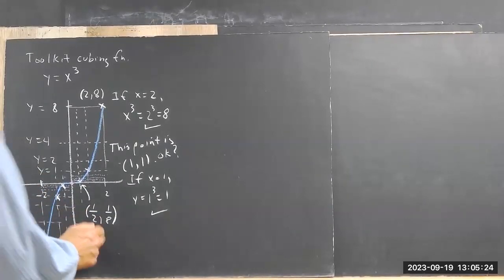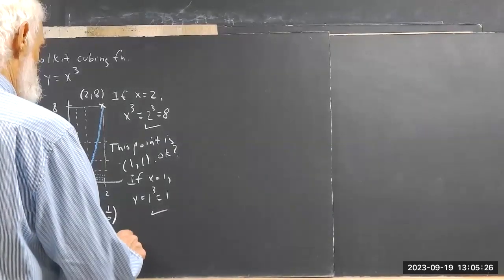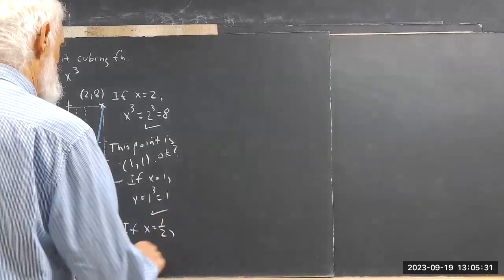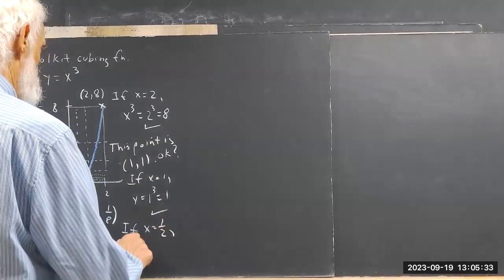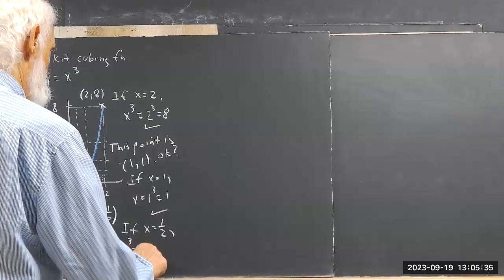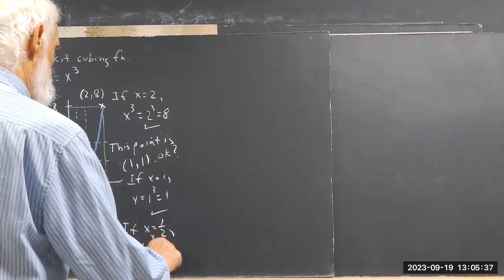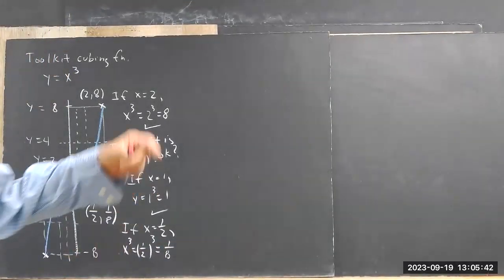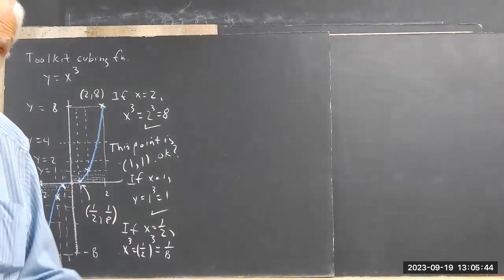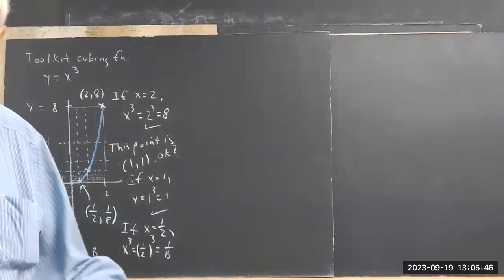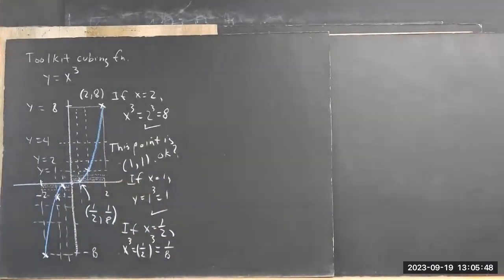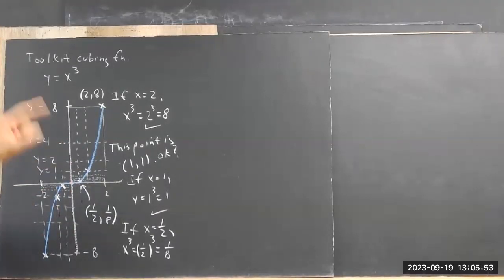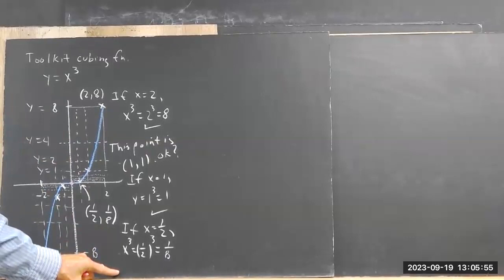Now let's check the 1/8, okay? Well, if you know the rules for fractions, you know you do 1/2 times 1/2, which gives you 1/4, times 1/2, you're going to get 1/8. You should know that just by subdivisions, and you should know it by the rules for arithmetic.